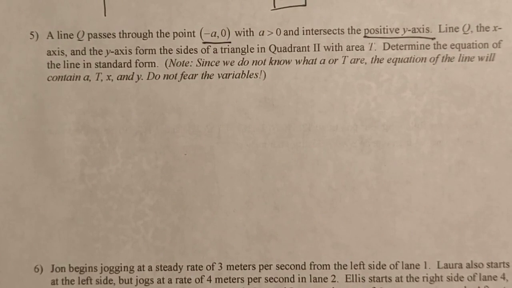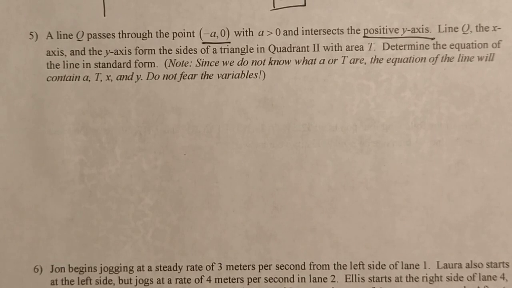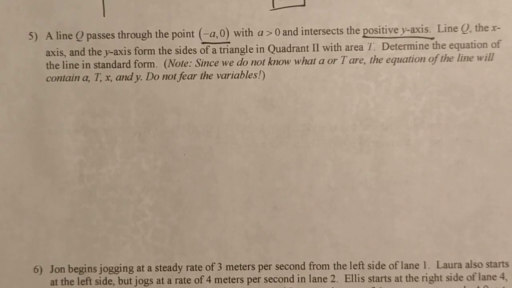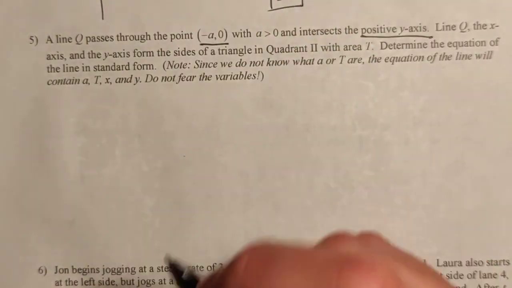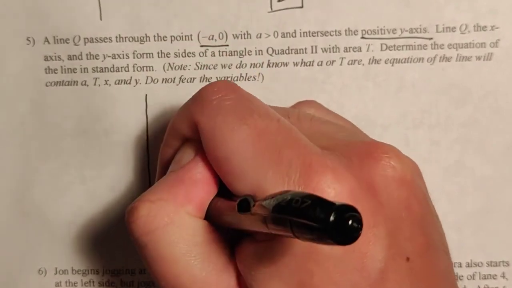What makes this problem difficult is the fact that we actually have very few numbers. We have 4 variables, and those 4 variables are going to show up in the equation of our line. Bit of an issue, but nothing too big. So I'm going to focus just on quadrant 2. Let me go ahead and sketch this.